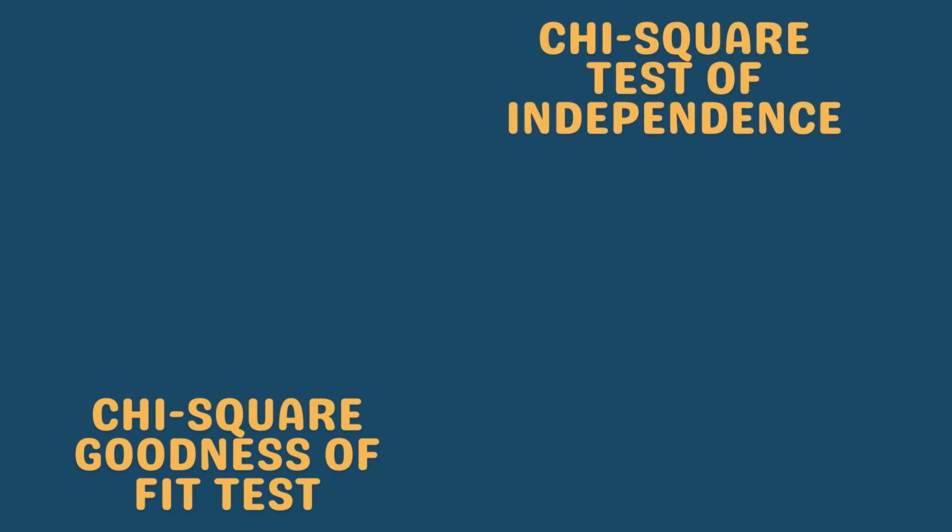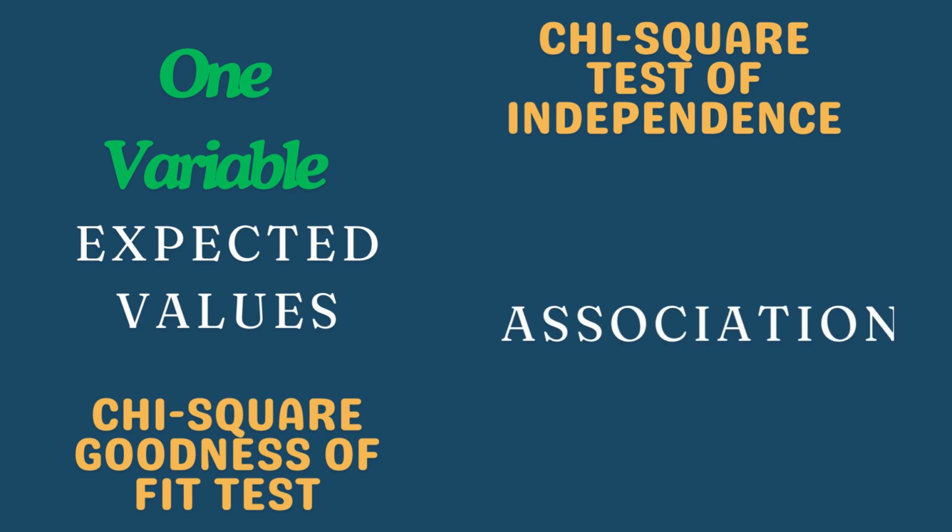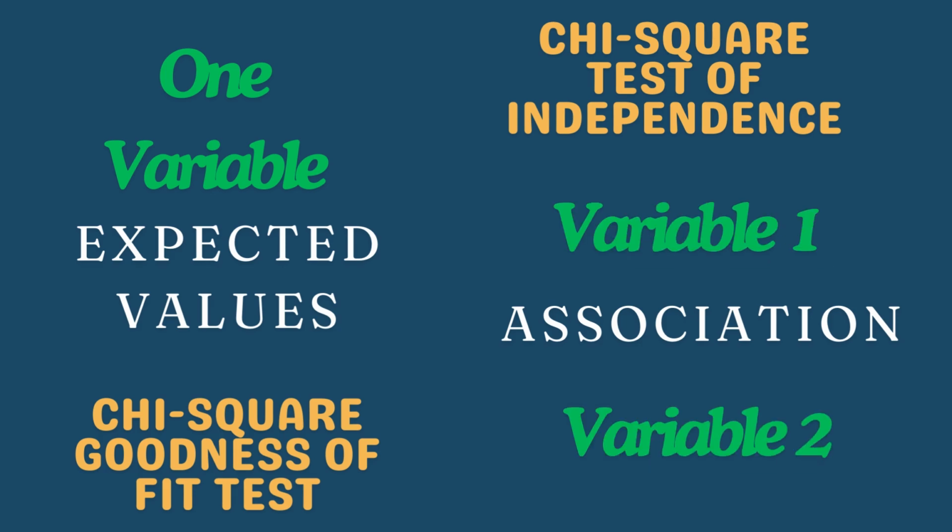There are two kinds of chi-square tests: chi-square goodness of fit test and chi-square test of independence. Goodness of fit test is used when we have only one independent variable and we want to know that the observed count or say frequency is equal to the expected frequency or not. Chi-square test of independence measures if there is any association between two independent variables. It will be clear with the following examples.